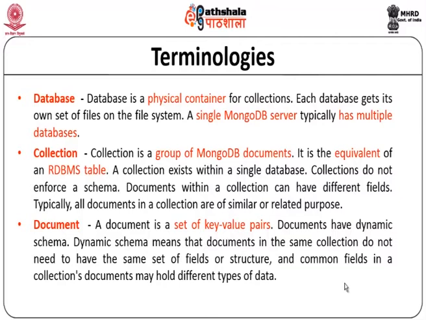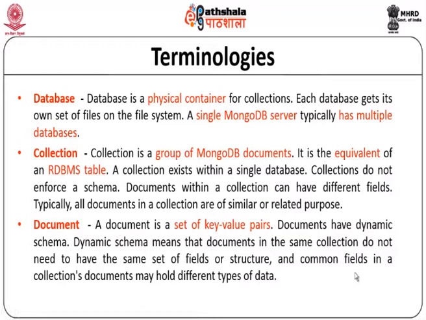The next definition is the document definition. A document is a set of key value pairs. Documents have dynamic schema. Dynamic here in the sense it may vary with respect to each and every document. Document schema means that documents in the same collection do not have the same set of fields or structures. Few documents may have common fields in a collection of documents, but even those common fields may have different types of data, and that is the meaning of dynamism with respect to documents.